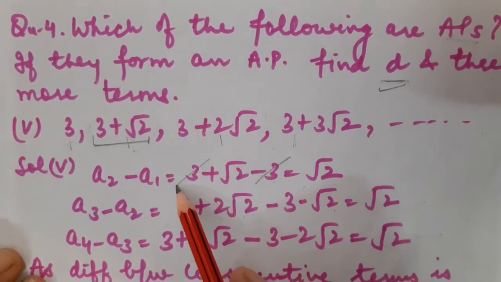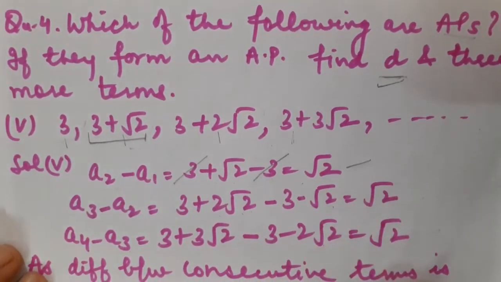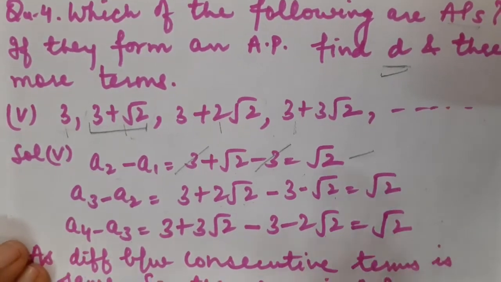Positive 3 and negative 3 are going to be cancelled. So you will be getting root 3. Correct, students? Now let us switch to the next difference.